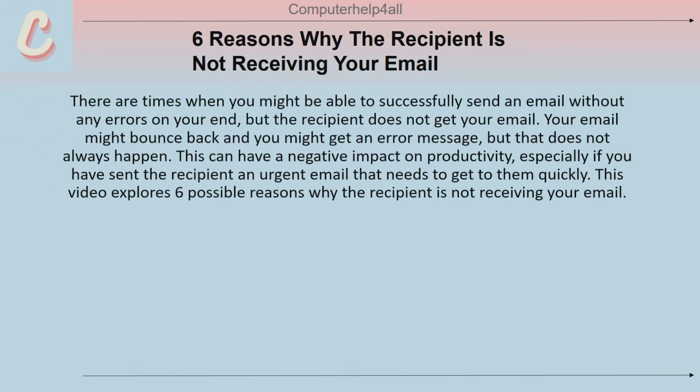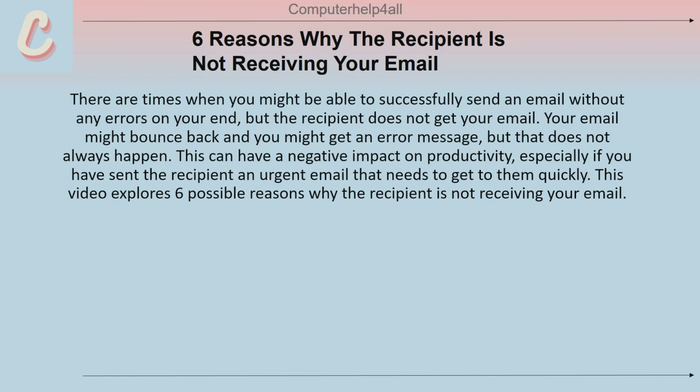There are times when you might be able to successfully send an email without any errors on your end, but the recipient does not get your email. Your email might bounce back and you might get an error message, but that does not always happen. This can have a negative impact on productivity, especially if you have sent the recipient an urgent email that needs to get to them quickly. This video explores 6 possible reasons why the recipient is not receiving your email.